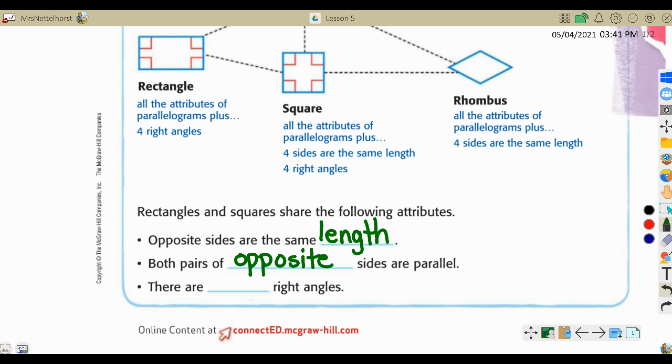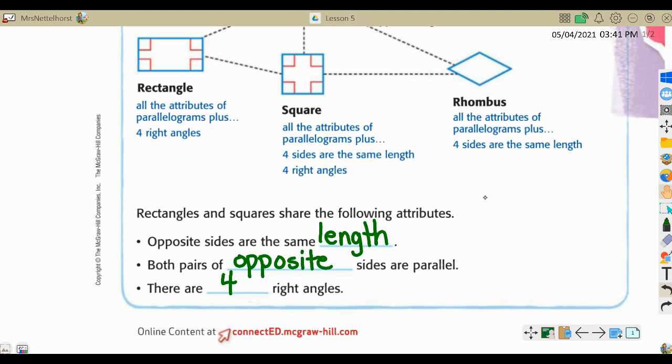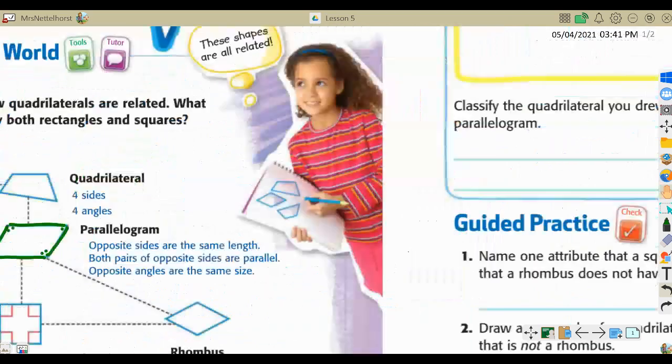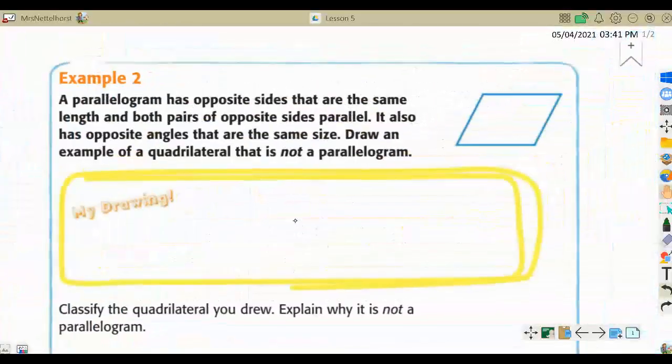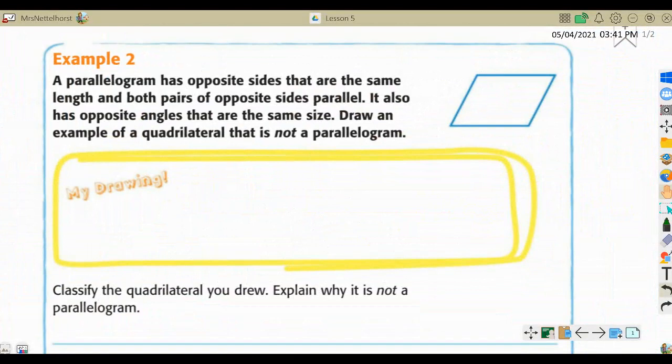And there are four right angles. Okay, let's go on to the next page. A parallelogram has opposite sides that are the same length and both pairs of opposite sides parallel. It also has opposite angles that are the same size.